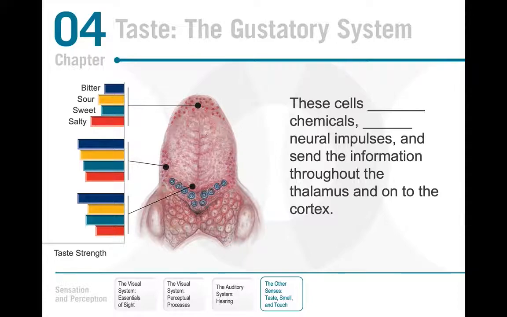The physical stimulus for taste is chemical substances that are dissolvable in water. Receptors for taste are clusters of cells found in the taste buds, which line the trenches around tiny bumps on the tongue. These receptors have a short life, approximately 10 days. In fact, new receptor cells are born at the edge of the taste bud and migrate inward to die at the center. These inner cells absorb chemicals, trigger neural impulses, and send the information through the thalamus and onto the cortex.